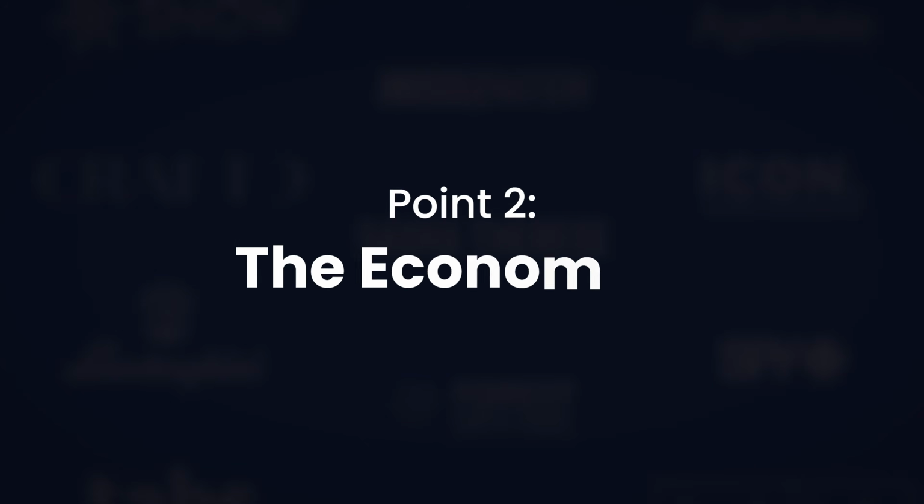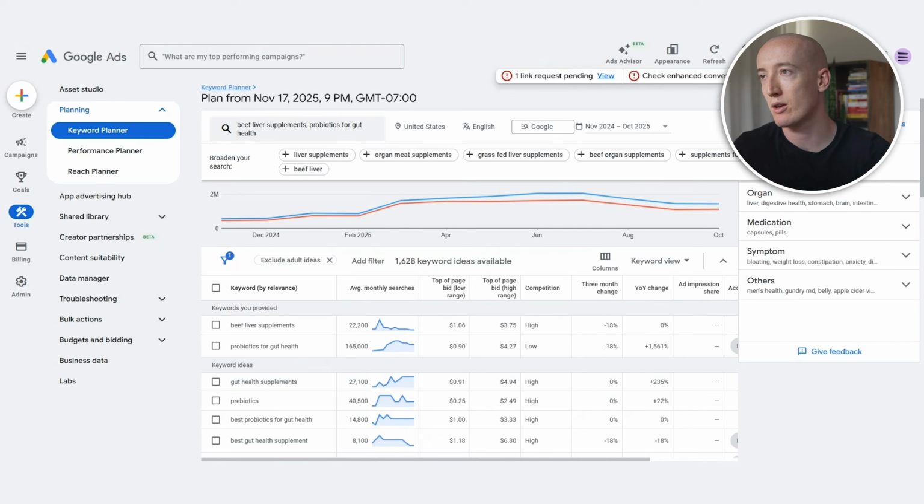They combine the best of both SEO and obviously paid advertising in a hybrid strategy that neither SEO nor Google ads could achieve alone. The next thing I want to show you is the actual economics of why this works. So for commercial keywords, as you can see here in the keyword planner, beef liver supplements, probiotics for gut health, you have CPCs going all the way up to like $4. Here at the bottom, some as high as $4.94, or even this bottom one down here, $6.30.